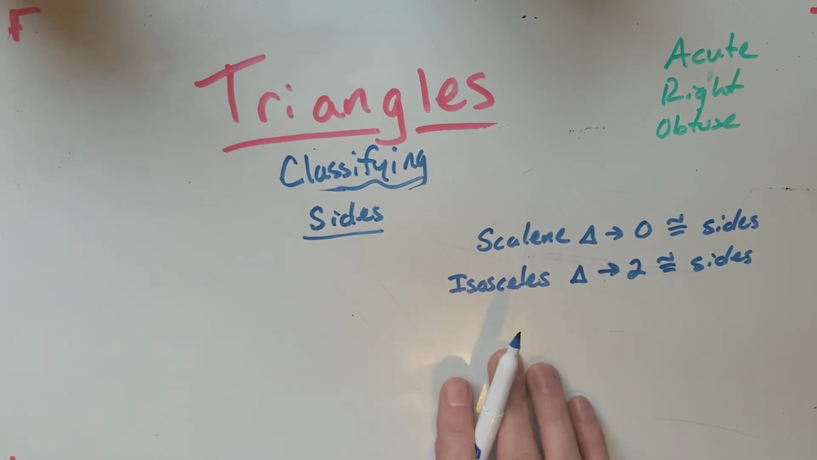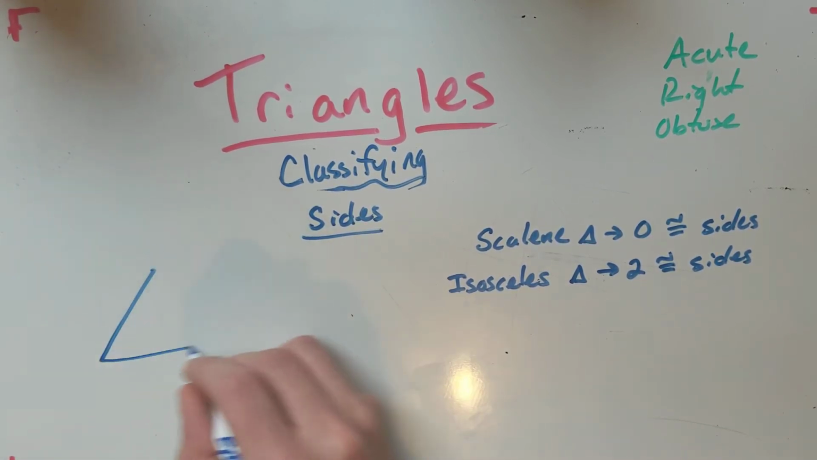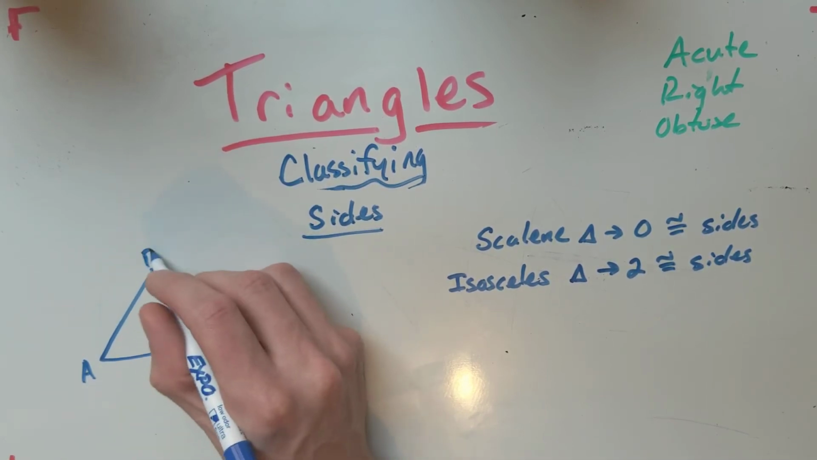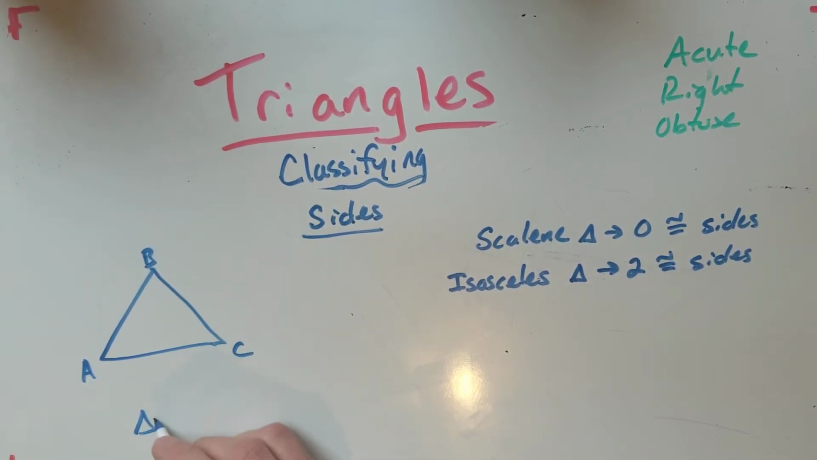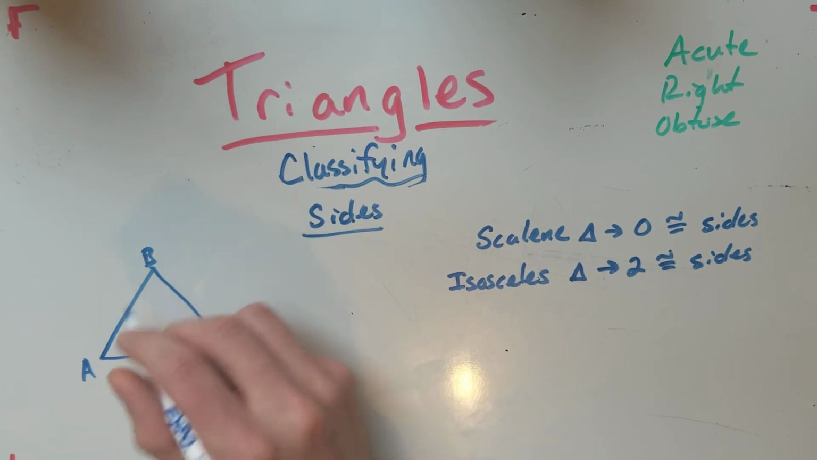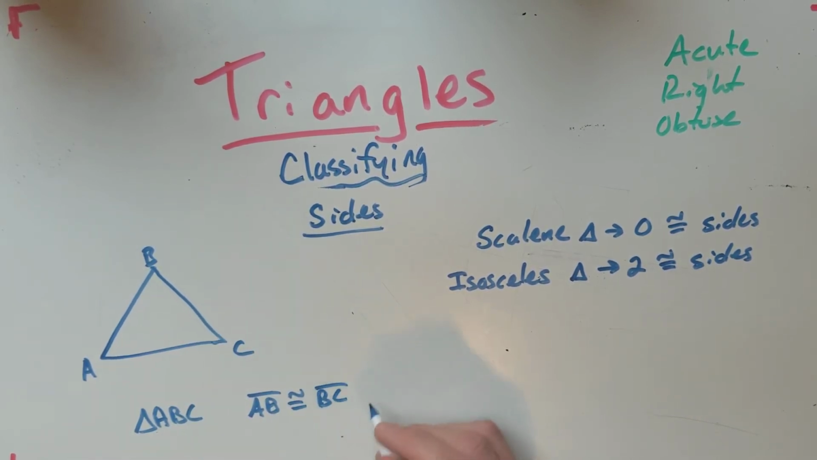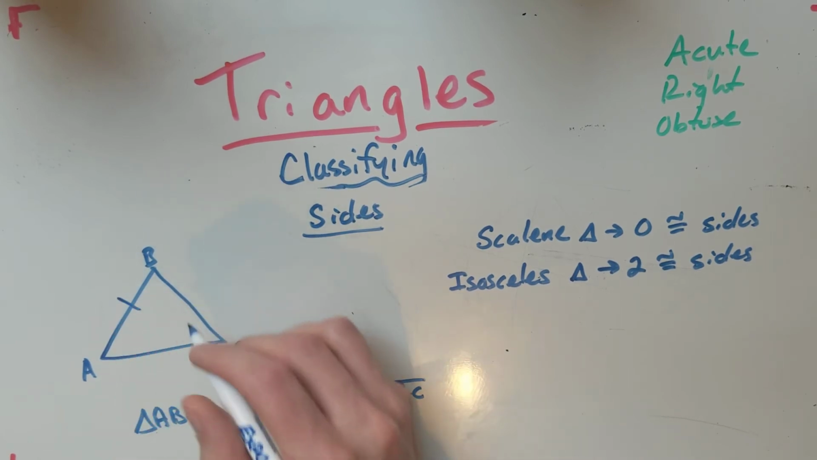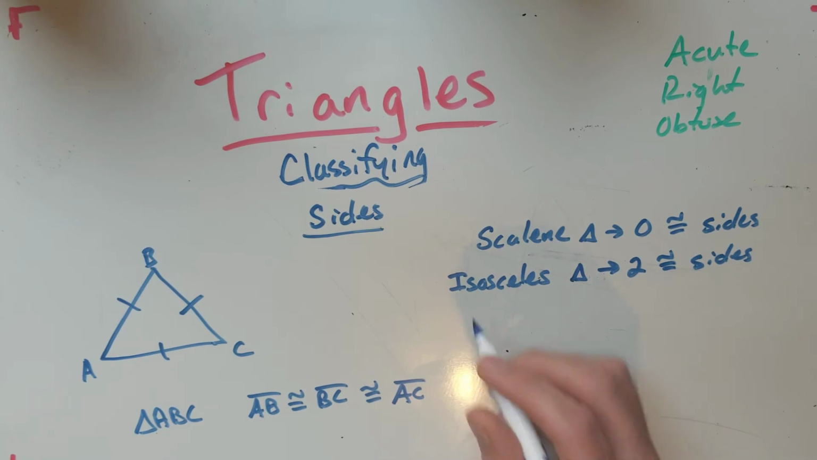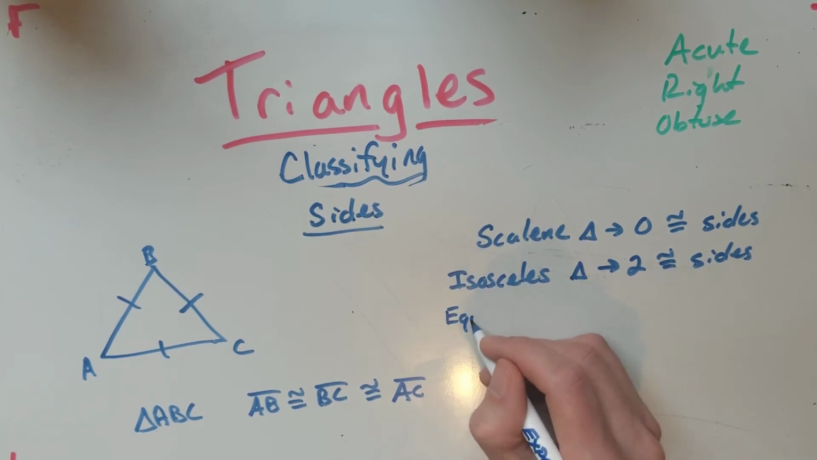Our last way to classify now, and let's go back to ABC. In triangle ABC, if AB is congruent to BC, and that's congruent to AC, all sides are congruent, we call that an equilateral triangle.